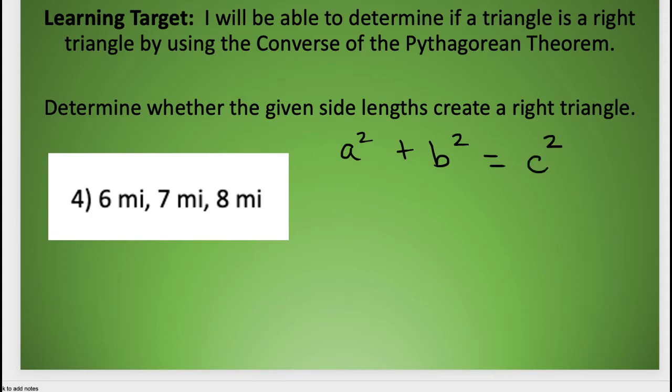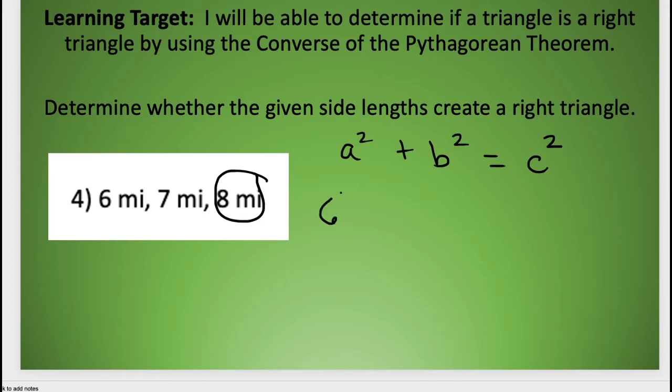So remember, the number that you're going to plug in for C is always going to be the longest side. In this case, it's going to be the 8. It doesn't matter if you plug in a 6 for A or a 6 for B, 7 for A, or 7 for B. The most important one to remember is that the 8 must be plugged in for C. So now let's give it a try.